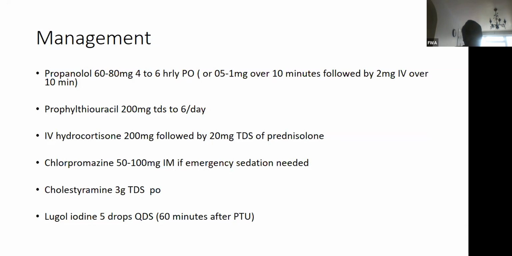And 60 minutes after giving propylthiouracil, we will give Lugol's iodine. The reason we do that is that if we give it before propylthiouracil, the iodine will be used by the thyroid cells to produce thyroxine, and as a result, the patient's thyroid storm will get worse. So once we have given propylthiouracil, it will stop the production of thyroid hormone, and then we can give Lugol's iodine, which will work together to stop the thyroid hormone production after the administration of Lugol's iodine.